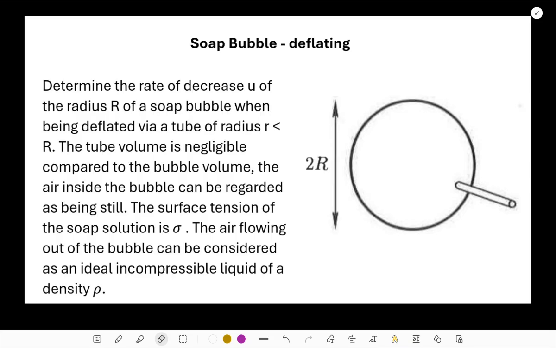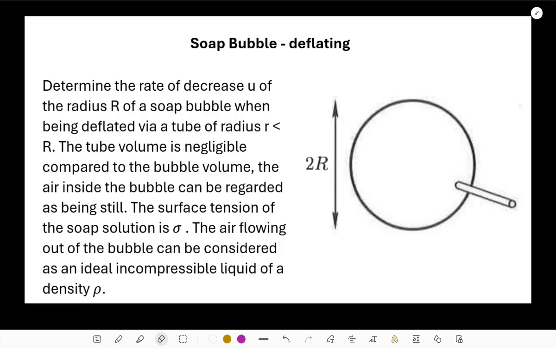The air inside the bubble can be regarded as being still, but it needs to move. The surface tension of the soap bubble is sigma. The air flowing out of the bubble can be considered as an ideal incompressible liquid of a density rho. That is an important piece of information. And let's start solving the problem.